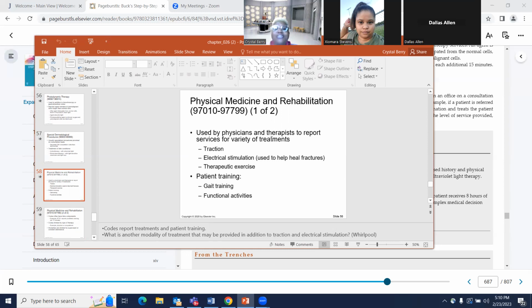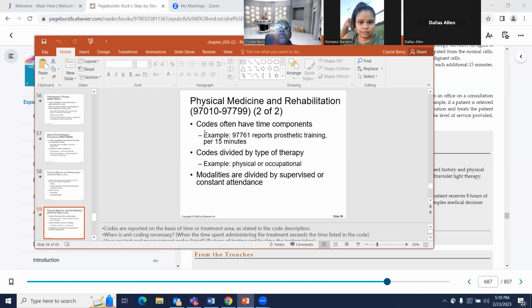Used by physicians and therapists to report services for a variety of treatments: traction, electrical stimulation used to help heal fractures, therapeutic exercises, patient training, gait training, functional activities. Codes often have time components. Example, 97761 reports prosthetic training per 15 minutes.